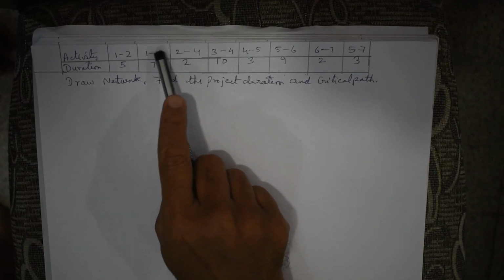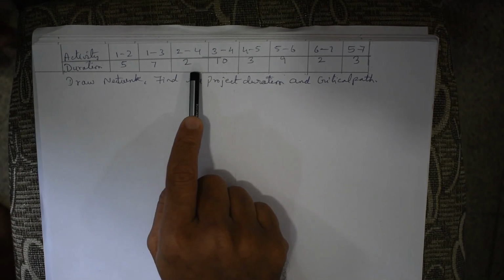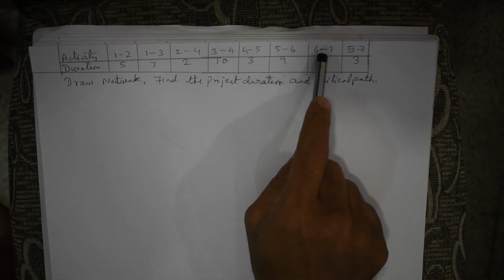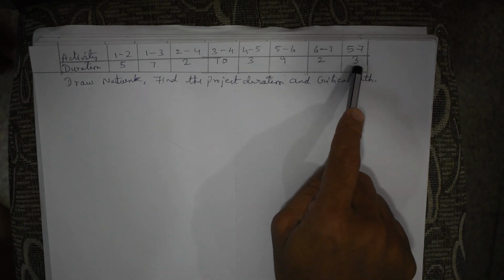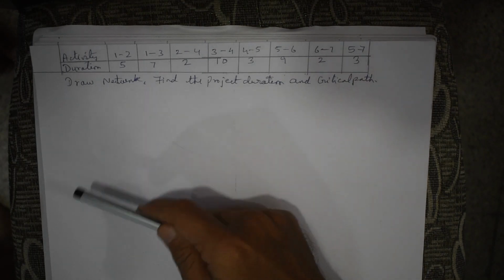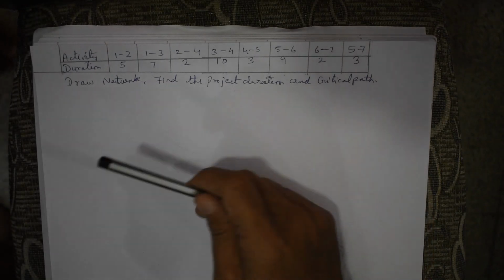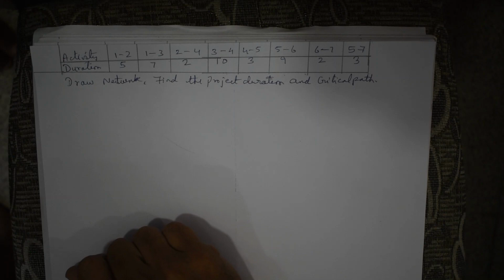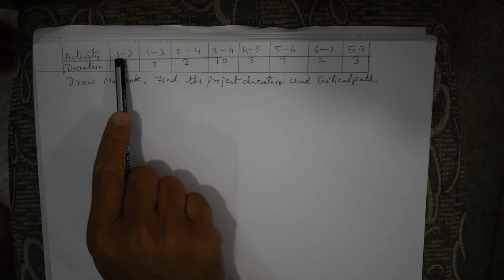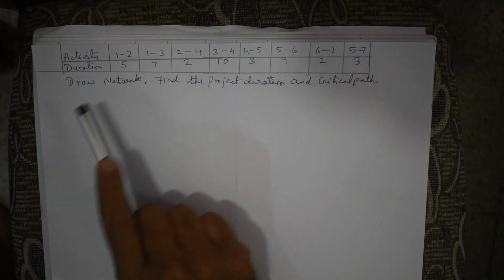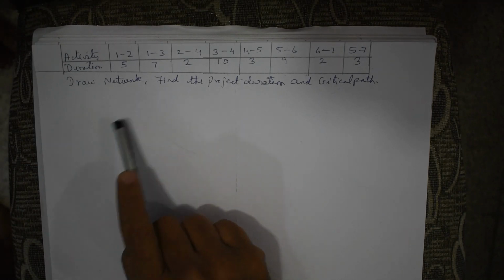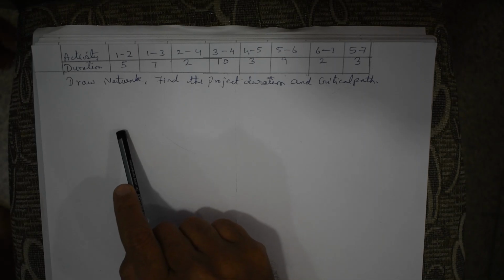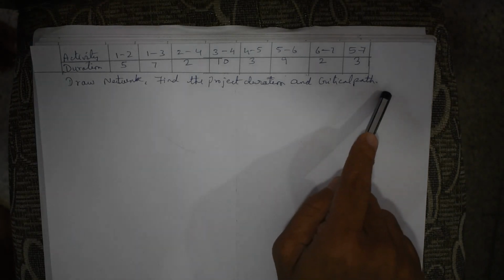1 to 2 5 days, 1 to 3 7 days, 2 to 4 2 days, 3 to 4 10 days, 4 to 5 3 days, 5 to 6 9 days, 6 to 7 2 days, and 5 to 7 3 days. The questions that can be asked here, a very basic question is to draw network. When you draw the network, it should be purely based on the activities which are given. Then the other questions which are generally asked in this problem is find the project duration and the critical path.